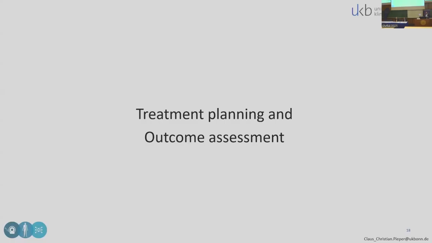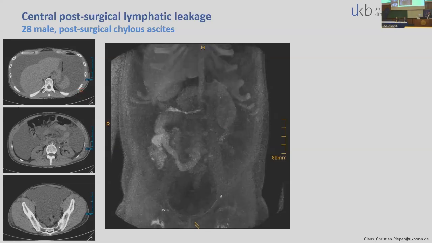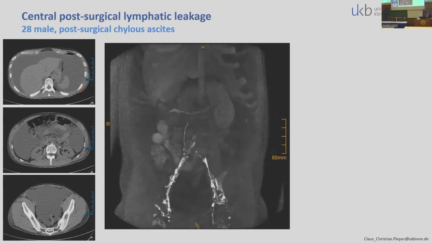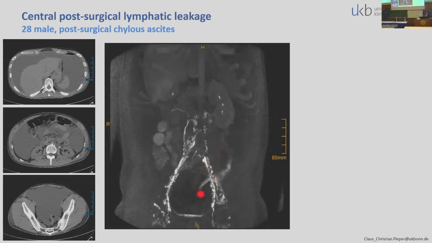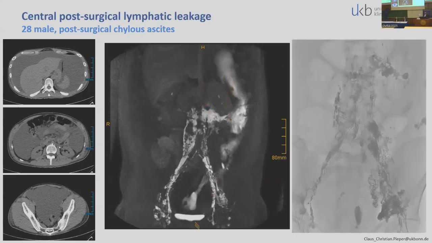Treatment planning and outcome assessment, also some cases just to give you an idea what we can do. This is a typical case of a patient after extensive retroperitoneal lymphadenectomy, severe chylosositis, as you can see here. And when you do a nodal lymphangiography in this case, you can see that there are already leakages from the iliac lymphatics and an even larger leakage from the retroperitoneal lymphatics without any central outflow towards the thoracic duct.